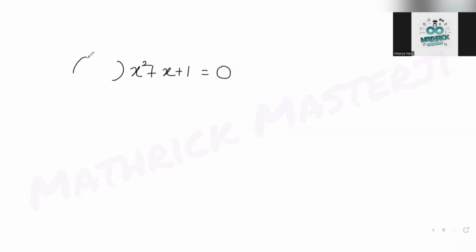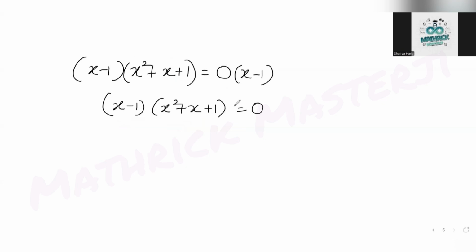I will multiply both sides with x minus 1. That leaves me with x minus 1 times x square plus x plus 1 is equal to 0 as well. So a minus b, a square plus ab plus b square, which is a cube minus b cube. So that leaves me with x cube minus 1 equals 0. X cube is equal to 1.